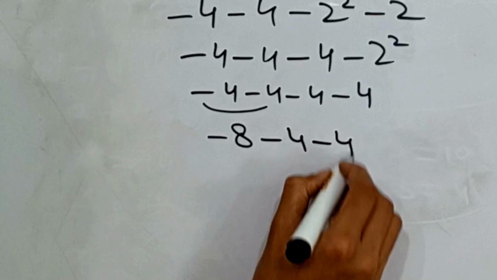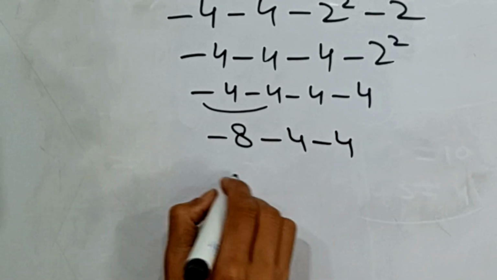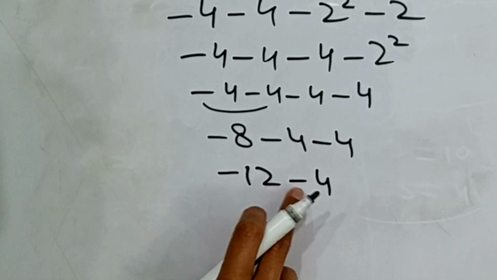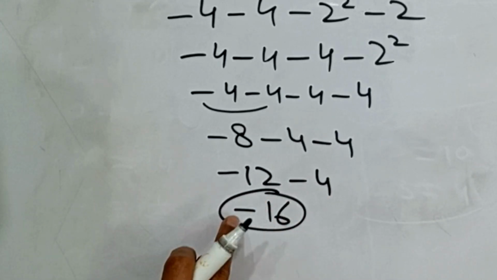And minus 4 minus 4. Minus 8 and minus 4, minus 12, right? Minus 4. And minus 12 minus 4 equals minus 16. Not just 16, minus 16.